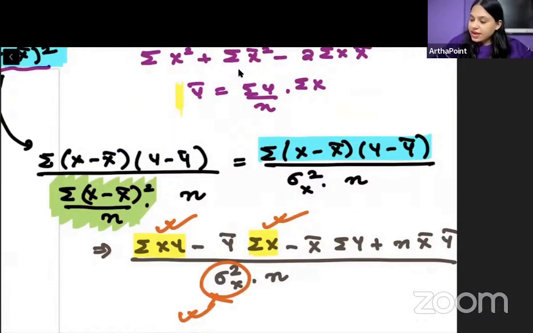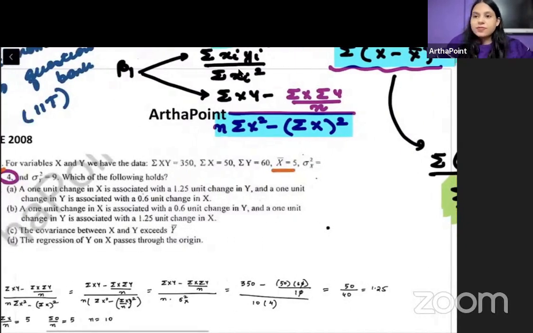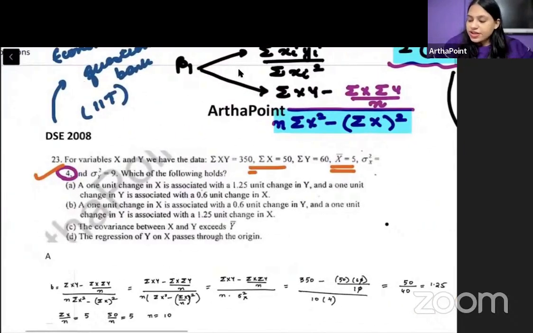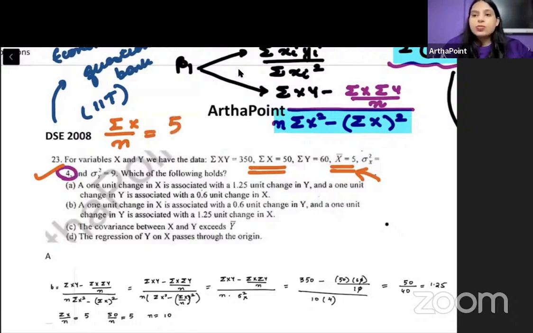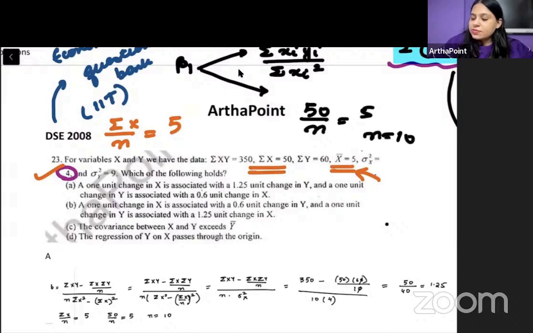I am given summation y. I can plug that here. I am given that the mean of x is 5. I can plug this in. Now I need to find the number of observations. Very simple. I know summation x is 50 and x bar is 5. So what will be the number of observations? Summation x by n is 5. Summation x is given to me as 50, so I can say that 50 by n is 5. So n will be 10.